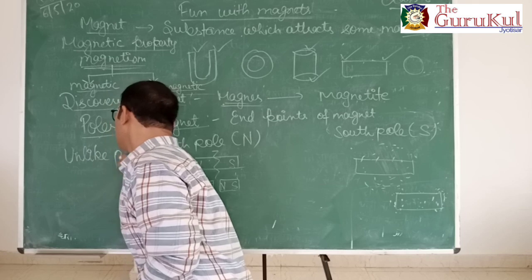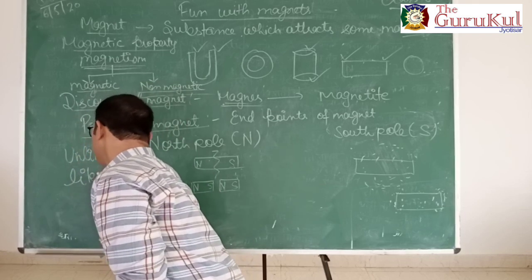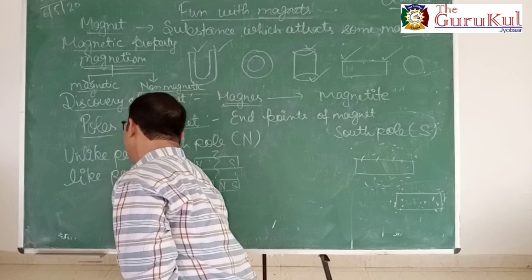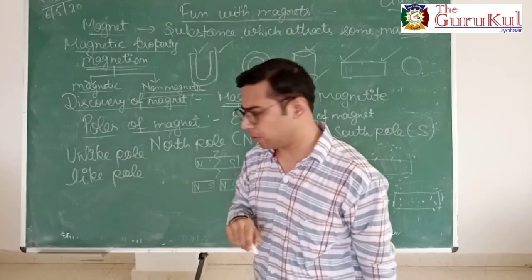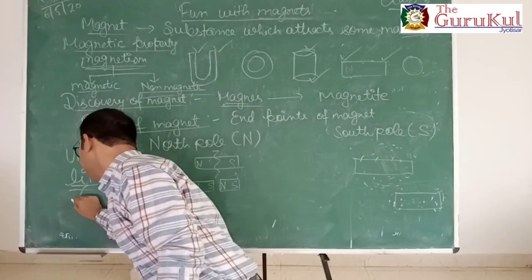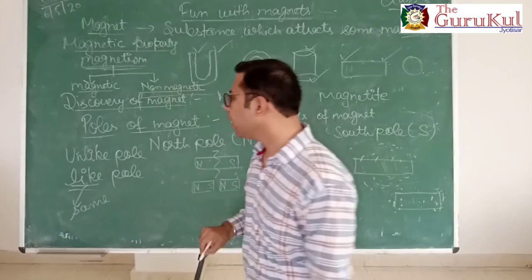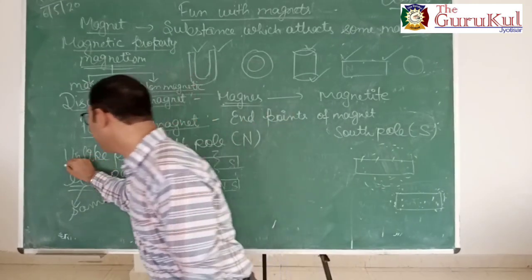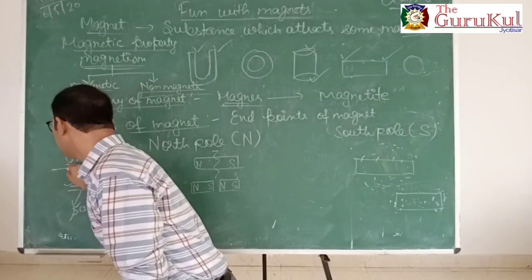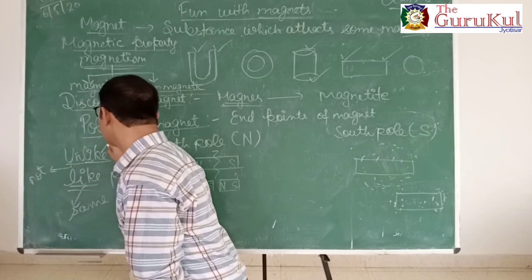Now we will learn two terms, that is unlike pole and like pole. Now I will clear this term, what is like pole and unlike pole. Like means same. Like means same. Okay, and unlike, in that un means not, like means same.